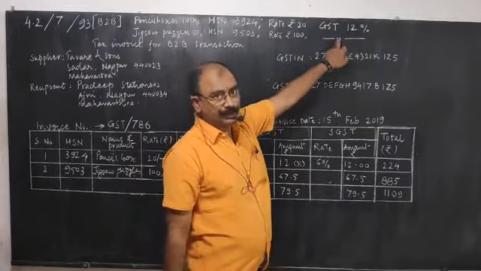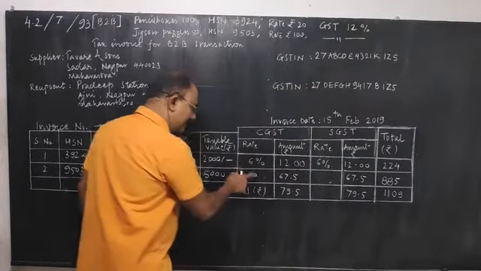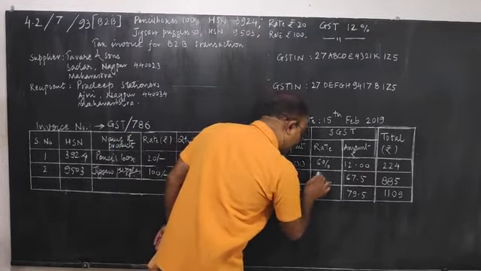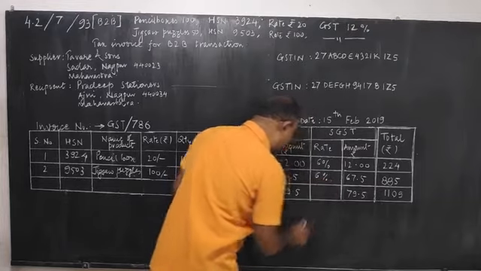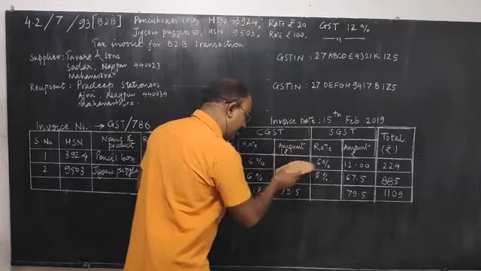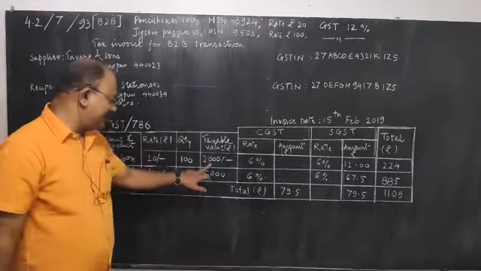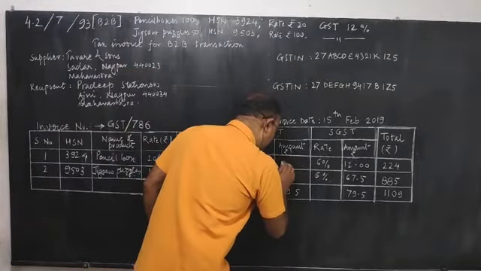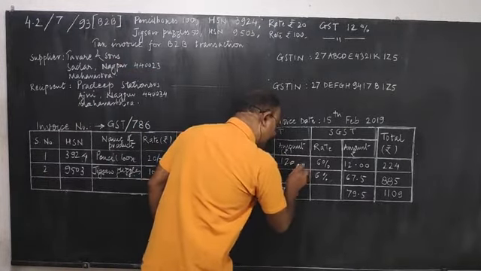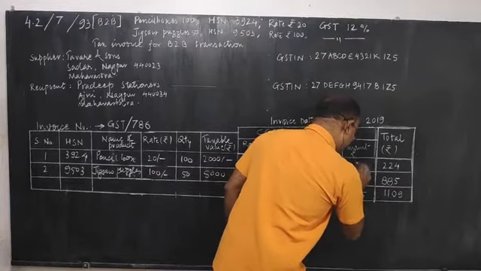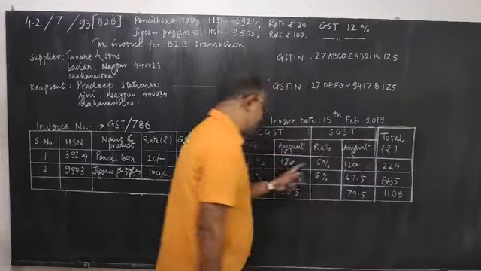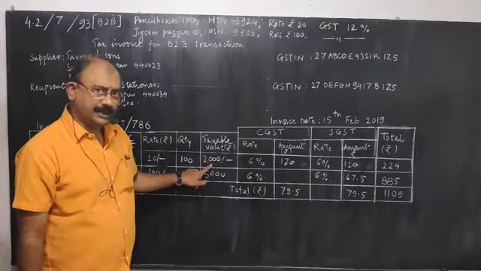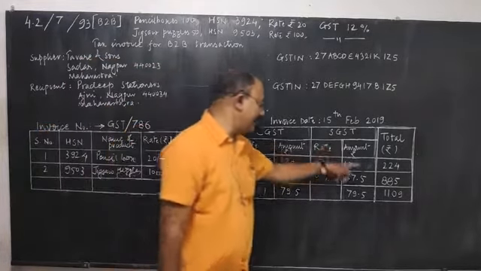Now GST in both places is 12%, so 6% will be CGST, 6% will be SGST for both the products, both the items. Okay, 6% of what? 6% of taxable value, correct? So taxable value is 2000 rupees. If you calculate 6% of this, it comes out to be 120 rupees. Here also 120. This will be the CGST and SGST. So CGST 120, SGST 120.